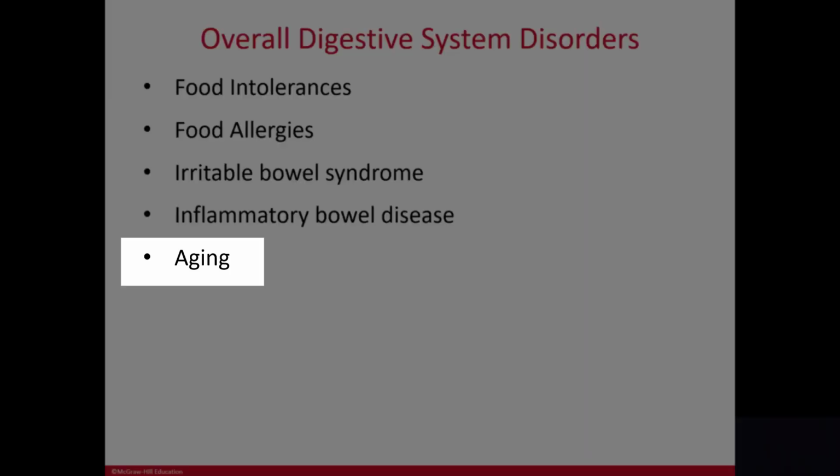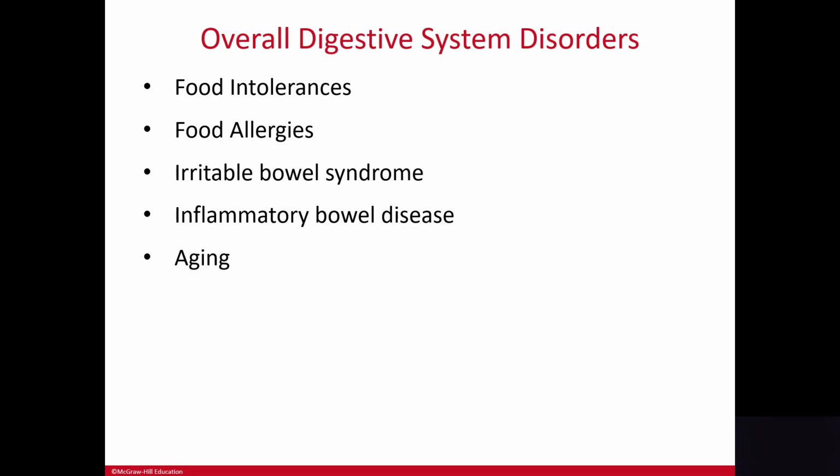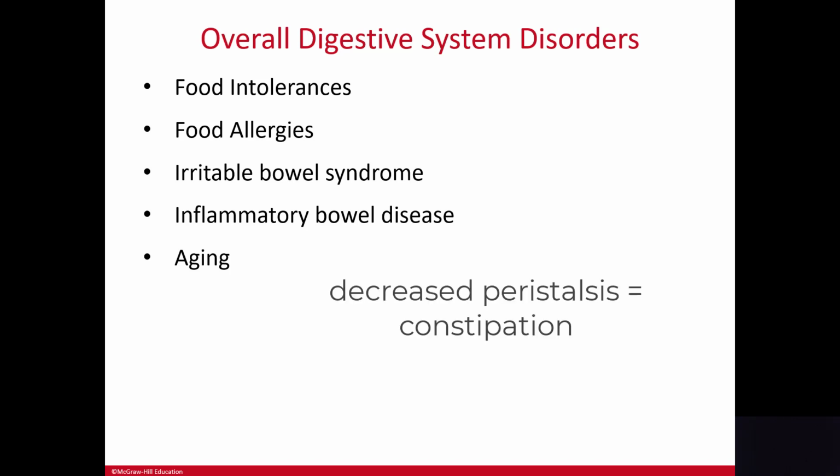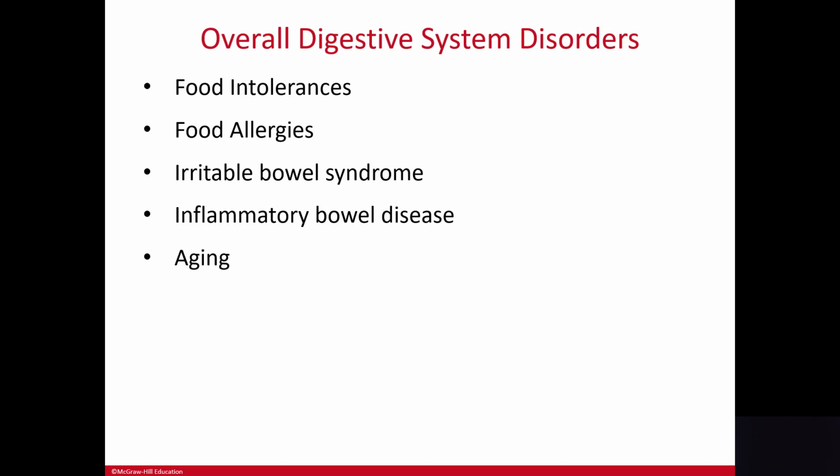Aging has an effect on every system of the body, less so on the digestive system than other organs, but basically it slows down digestion in the small intestine as well as the large intestine. So lactase levels decrease, and it can cause intolerance to dairy products, or what we call lactose intolerance. And the large intestine slows down, which means peristalsis is decreased, which can lead to constipation. So that's just a normal aging process.